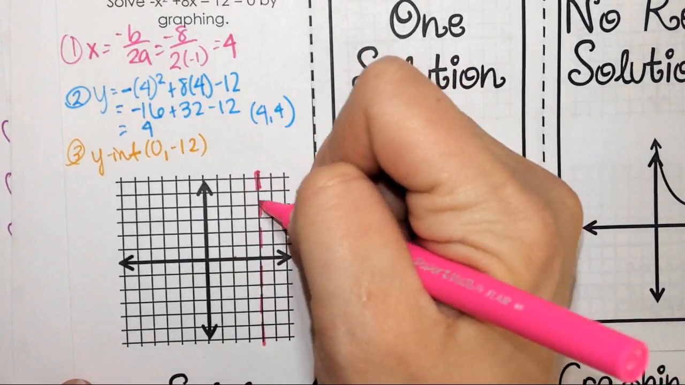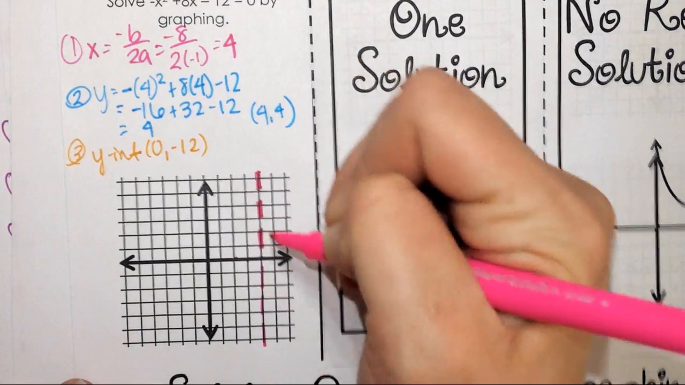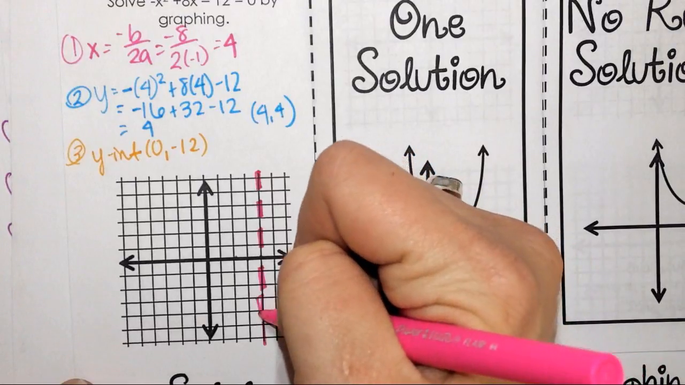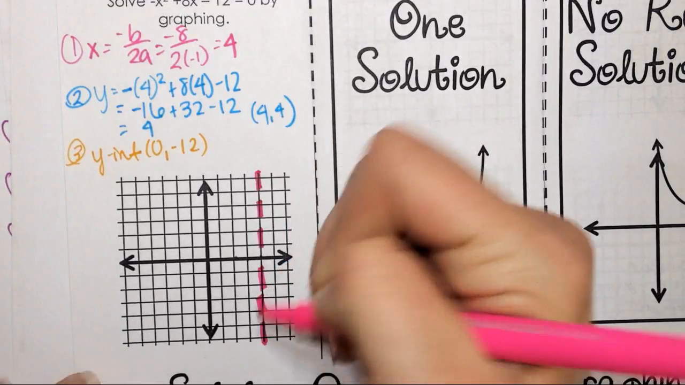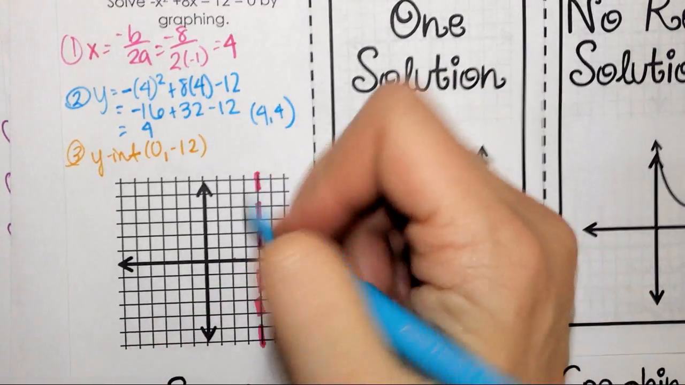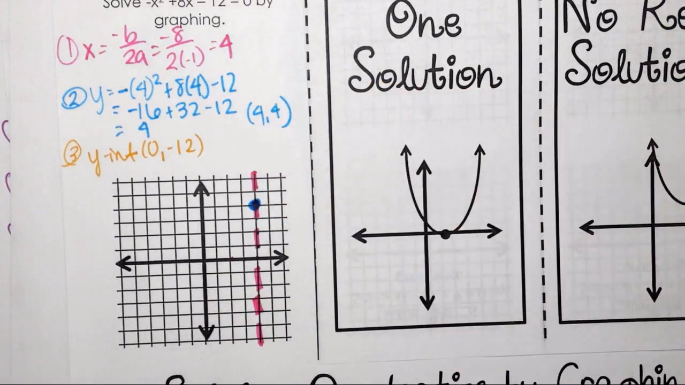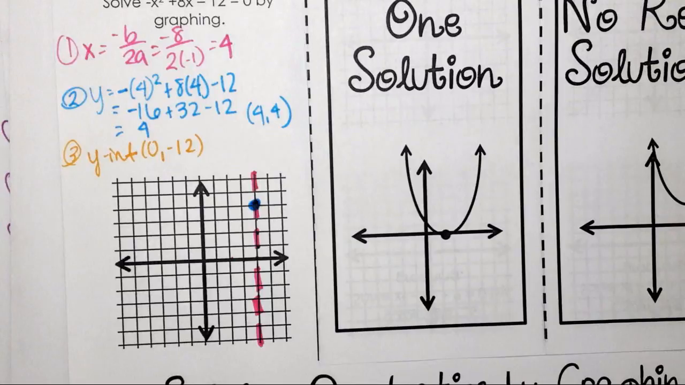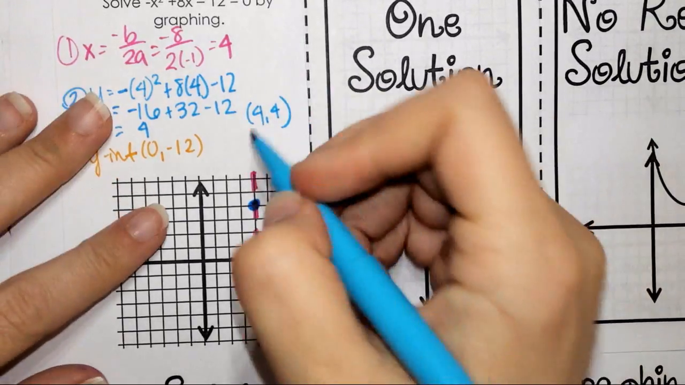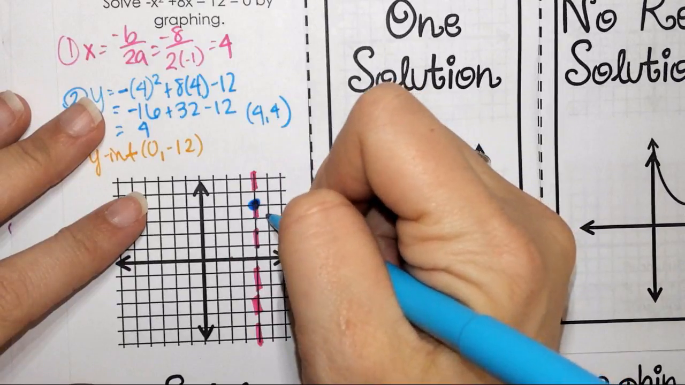All right, what's next? Your vertex, which is at 4, 4. So I'm going to go right 4 and then up 4. Now, am I going down this time or up? Down because it's negative. So what's my first perfect square? So you go down 1, right 1.